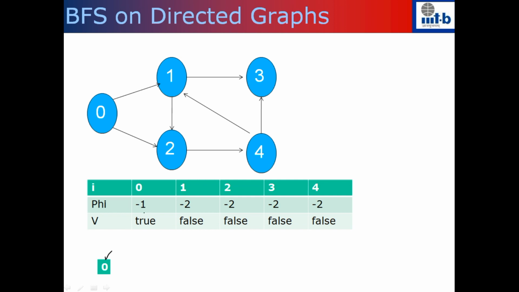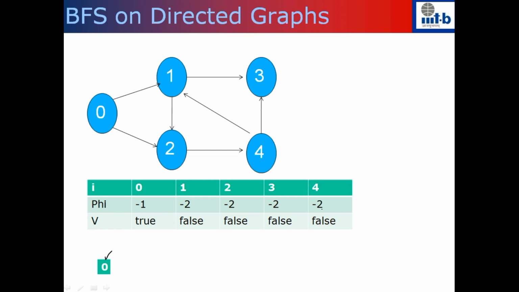pi of 0 is minus 1, since pi of the source vertex is going to be minus 1, and anything that we have not visited will be minus 2. So now the algorithm deletes the element from the queue. 0 is the only element in the queue, so it will delete 0. When you delete 0, you look at the adjacent vertices of 0.